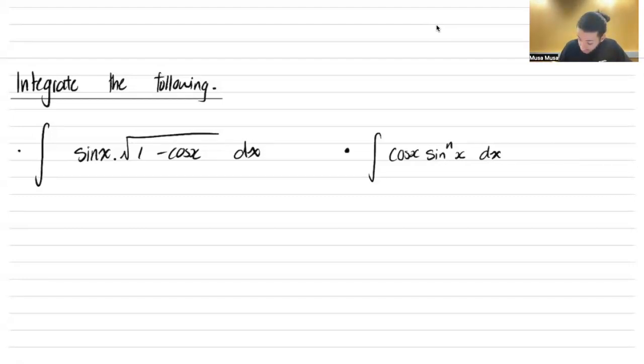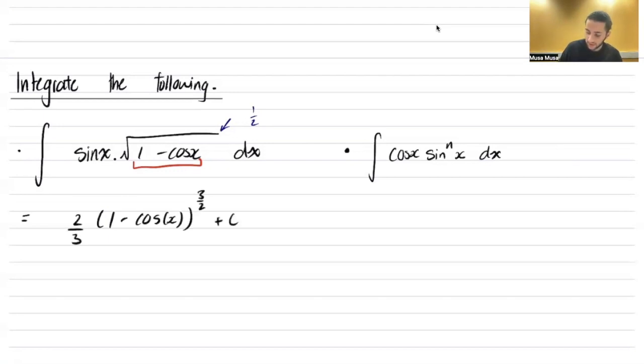And unpause. So I think here we're going to let our function be 1 minus cos x. What's the derivative of 1 minus cos x? Well, the 1 goes away, and then minus cos x goes to the positive sine x. So it seems like this is perfect. This is already put to the power of a half. So we're going to add 1 to the power, it's going to be 3 over 2. And then you would divide by 3 over 2. So that's like multiplying by 2 on 3.